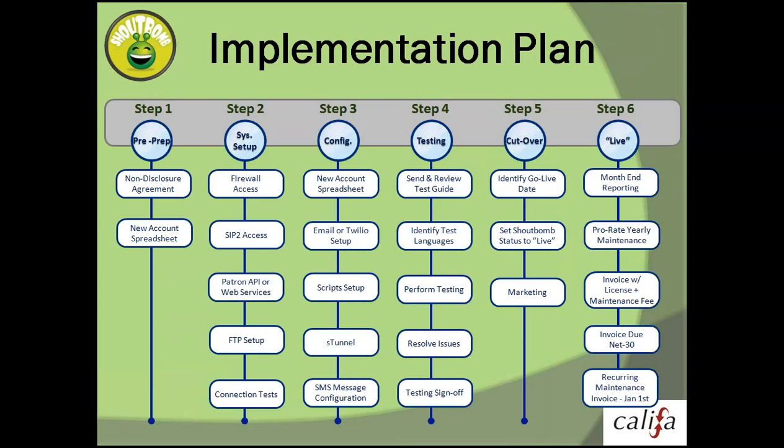So step 2 is the system setup. This is access to all those services that we would require in order to make our service work with your library. And then, of course, the implementation of the new account spreadsheet. All the customizing steps, the S-Tunnel configuration if need be. And then finally, the testing.